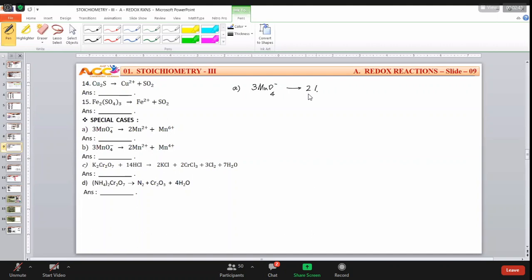gives you 2Mn2 plus, Mn4 plus. That's all. Now, listen carefully. No one should go to the chat box. Be on the screen. Manganese plus 7 oxidation state, manganese plus 2 oxidation state, manganese plus 4 oxidation state. Plus 7 to plus 2, gain of electron. Plus 7 to plus 4, gain of electron.